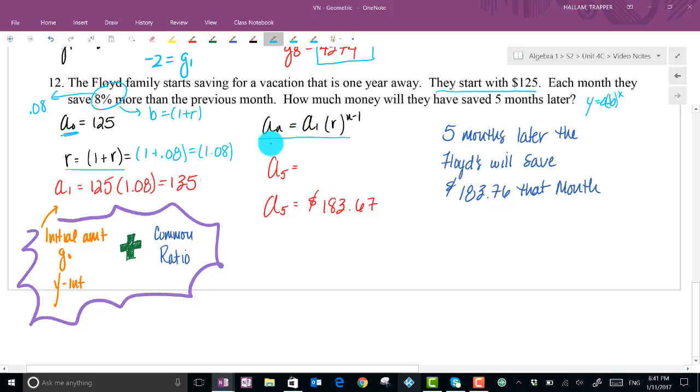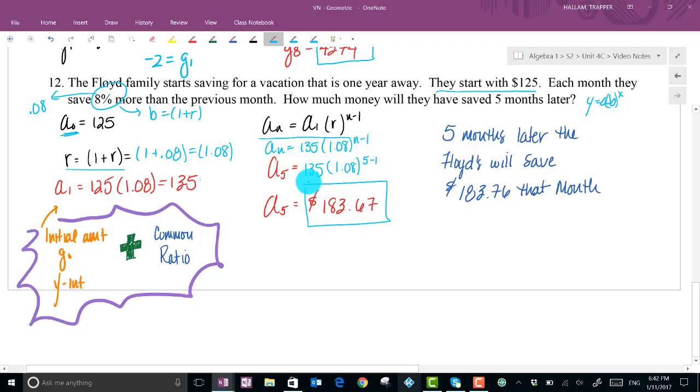So let's write it right underneath here. A sub n for our explicit formula is 135 for our first term, our ratio is 1.08, and then it's n minus 1. So if we want to find the 5th term now, we're going to rewrite 135 times the ratio of 1.08, and we're going to put 5 in here, or 5 minus 1, which is 4. If you take that 1.08, raise it to the 4th power, and then multiply all of that by 135, you're going to find out that your value is 183.67.